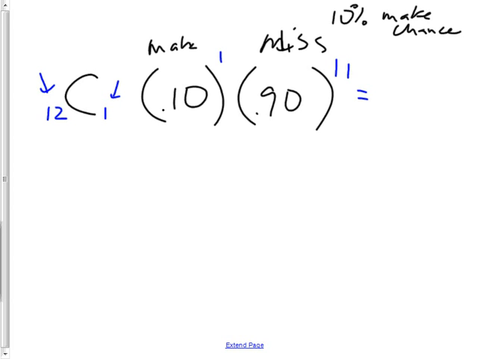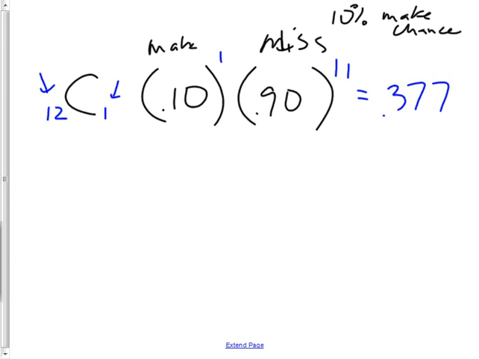Anybody verify 0.376? All right, good. 0.3765 would actually be a 377. So that means there's about a 40% chance you're going to make one of your shots. If you had to guess, what's the next most likely scenario? That you make 0 shots.